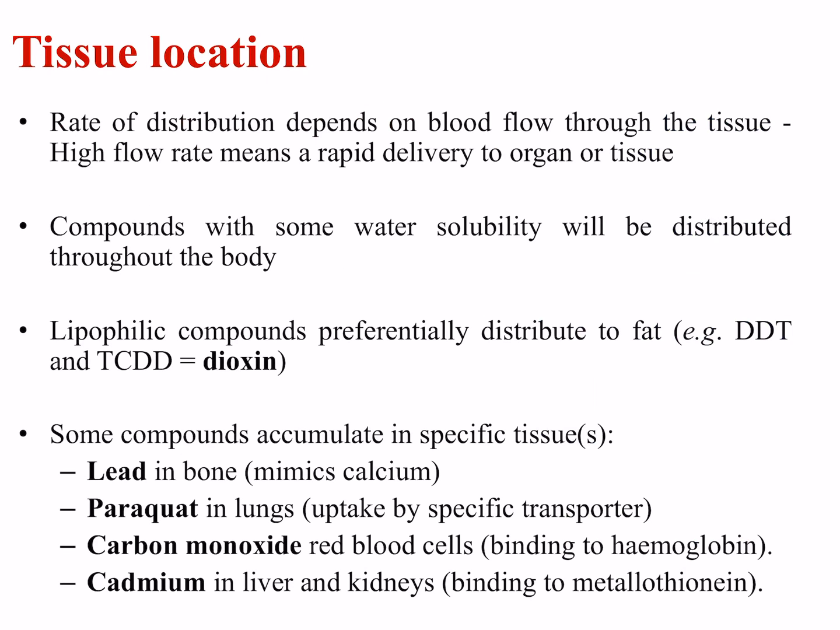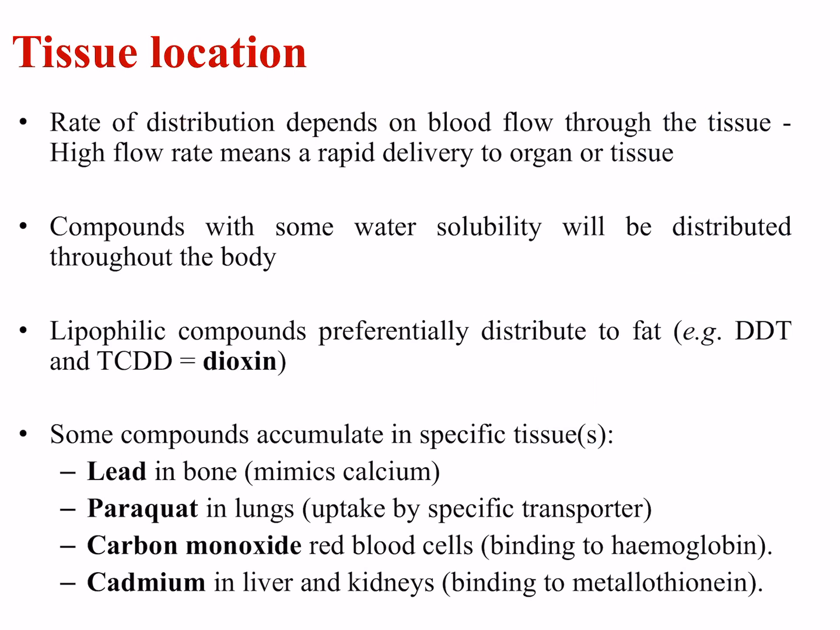The rate of distribution depends on blood flow through the tissue. High flow rate means a rapid delivery to organ or a tissue, and compounds with some water solubility will be distributed throughout the body. In some cases, lipophilic compounds preferentially distribute to fat, for example, the dioxins, DDT and TCDD.